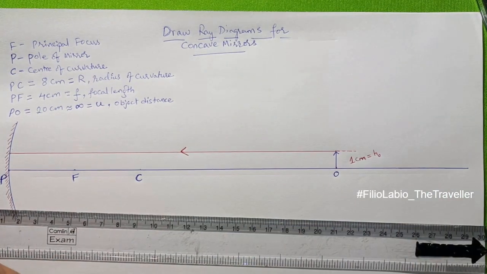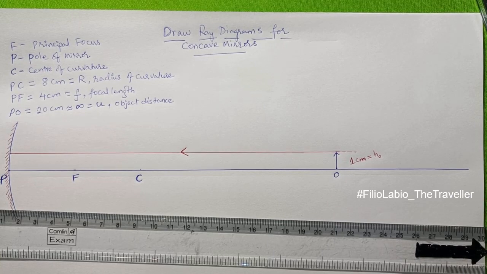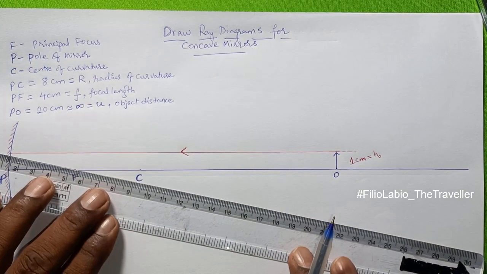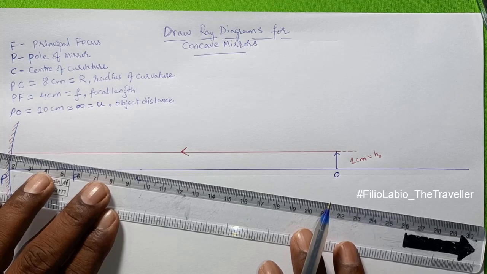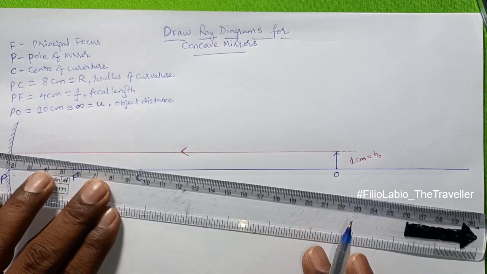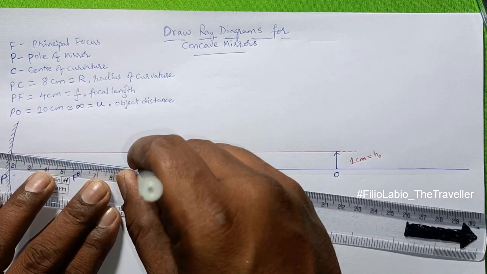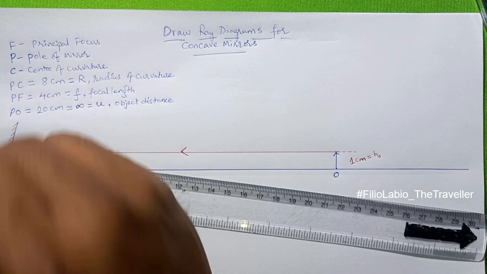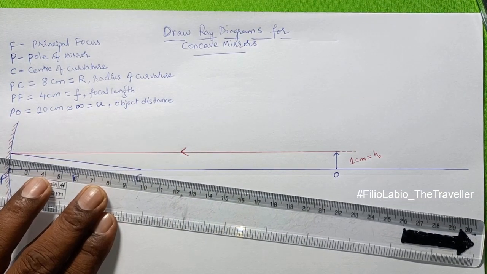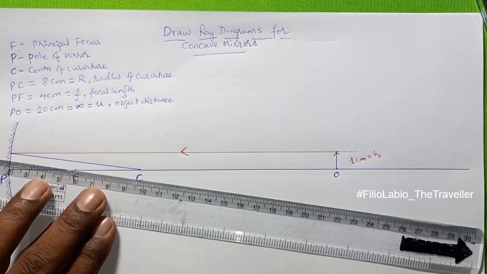From point of incidence, we need to draw a normal. What is a normal? Normal is nothing but which is 90 degrees to the surface at that point. As we know that the normal is nothing but the line which is connecting the point of incidence and the center of curvature. This itself is the normal.